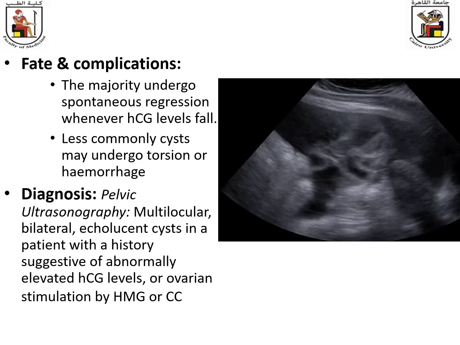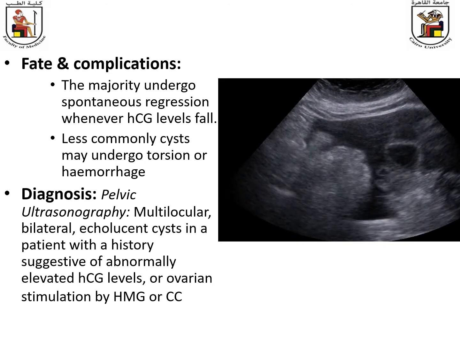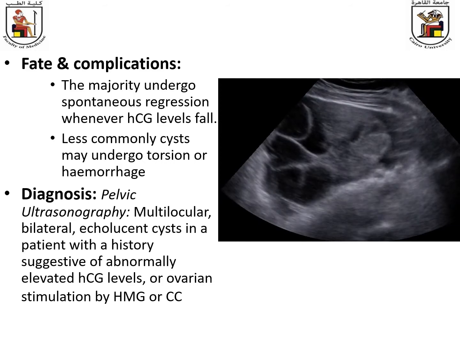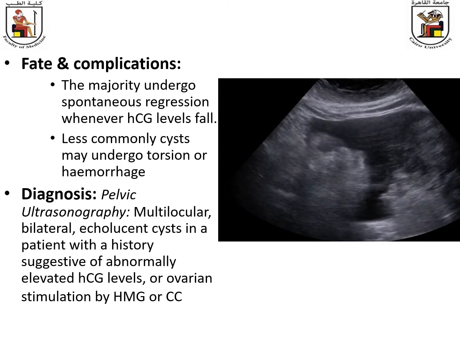As for the fate and complications, the majority undergo spontaneous regression whenever HCG levels fall. Less commonly, the cyst may undergo ovarian torsion or hemorrhage, and the condition can be diagnosed mainly by pelvic ultrasonography.